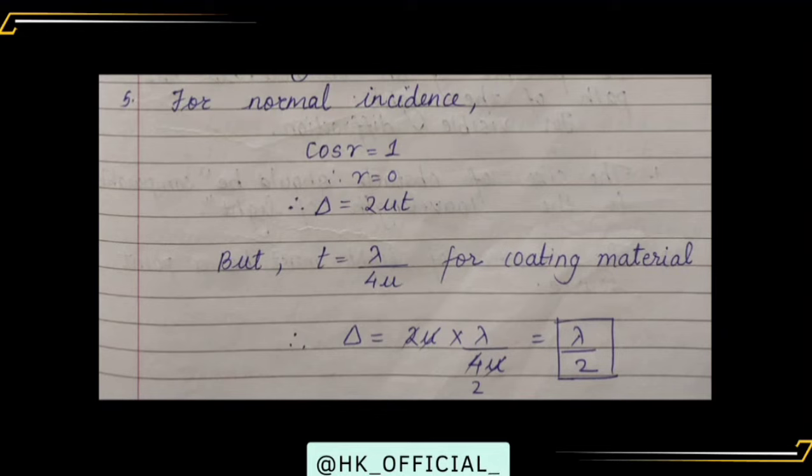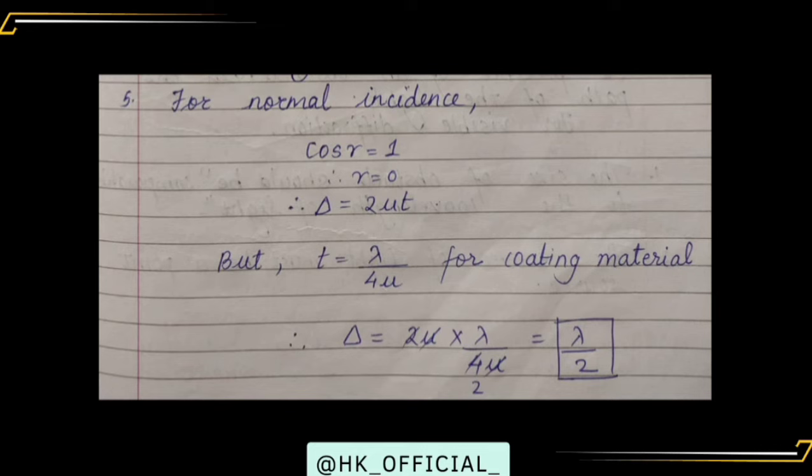Then our fifth point will be for normal incidence. We will consider for normal incidence cos r must be equal to 1. This is the condition. So for cos r equal to 1, we all know r must be equal to 0, because cos 0 is 1. So what will be the equation? That is delta is equal to 2 mu t cos r. If we are considering cos r equal to 1, we must write the equation as delta is equal to 2 mu t. I hope you are following.